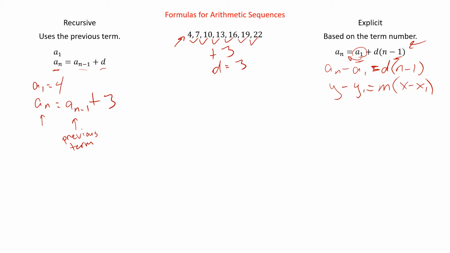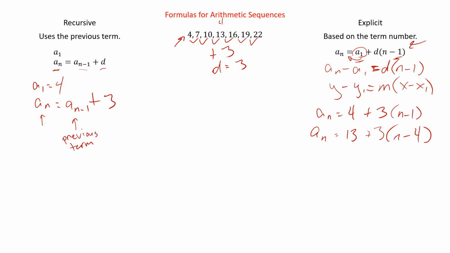So if we were to make our equation here that we're looking at, we have a_n equals a_1, the first term is 4, plus d, 3, times (n minus 1). We could have started with any point. So let's say we know that the fourth term is 13. So we could have 13 plus 3 times (n minus 4). These will be the same.